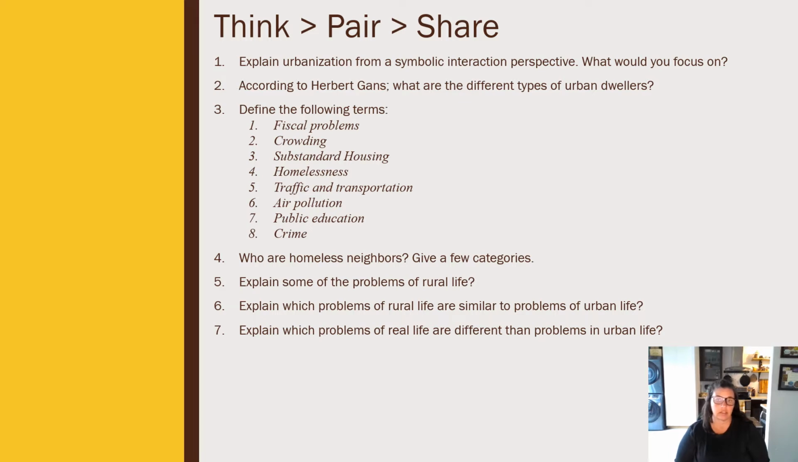And then define the following terms: fiscal problems, crowding, substandard housing, homelessness, traffic and transportation, air pollution, public education, and crime. Who are homeless? Your homeless neighbors. Give a few categories. Explain some of the problems of rural life. Explain which problems of rural life are similar to problems of urban life, and explain which problems of rural life are different from problems of urban life.